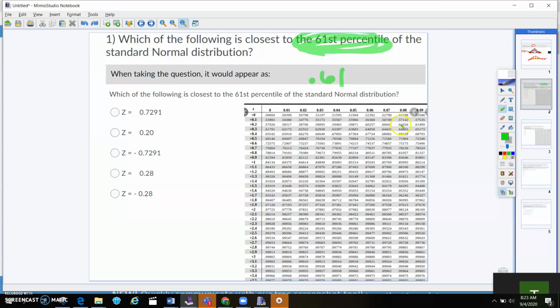So if I look on my z-score table and I find the number 0.61, it's somewhere in here, right? Again, those numbers are going to vary just a little bit. And I want to know what the z-score, or the z number, is for that 0.61. So we have 0.2 and 0.08. If we put those two together, we got 0.28, which is our z.